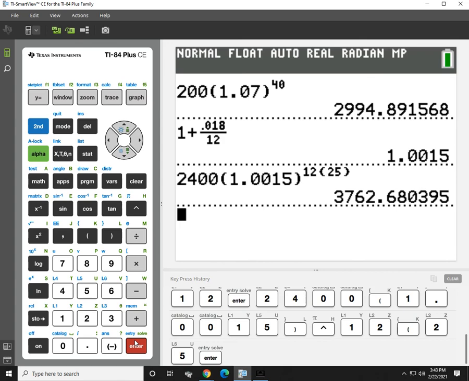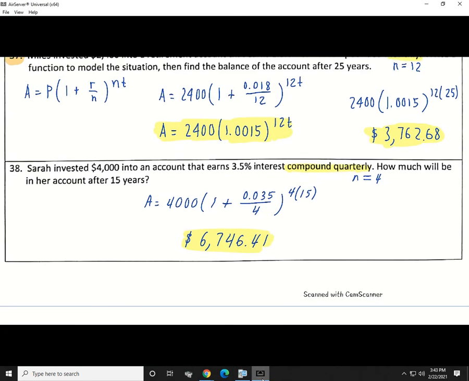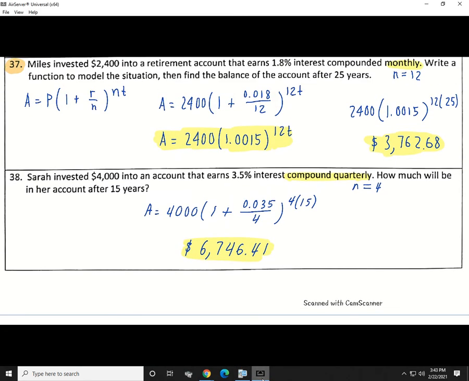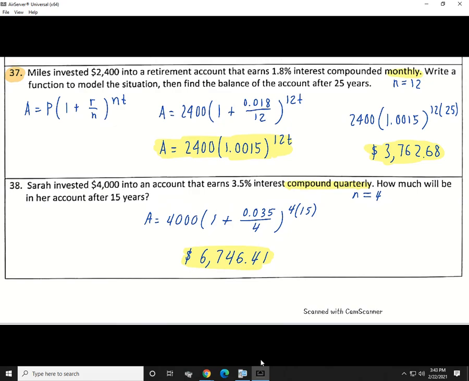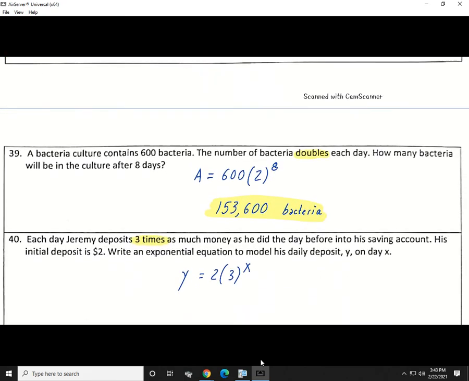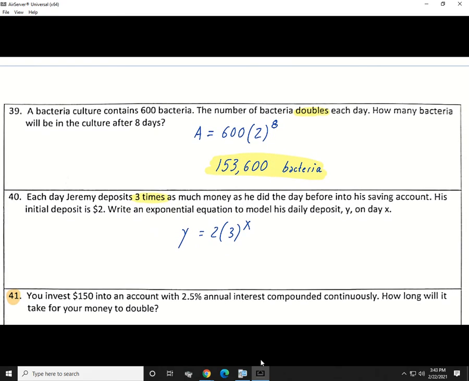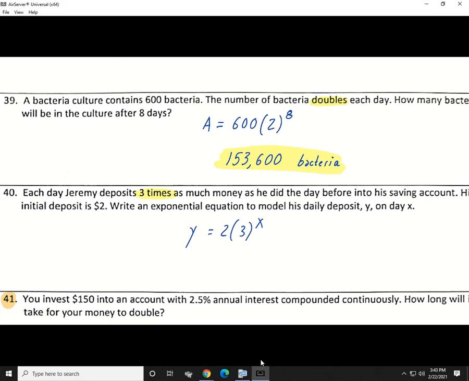If you look at number 38, this one is very similar. It's just compounded quarterly. Let me go back. It's compounded quarterly. So there you can see it's done very similar. But again, there's only one of those on the test, so I just wanted to go ahead and do one. Number 39 and 40. 39 is a doubles, and number 40 is a triples 3 times. I did not put one of those on the test. No big deal, really. I just decided not to.